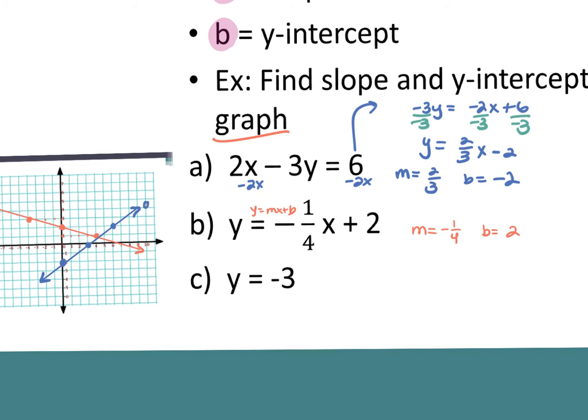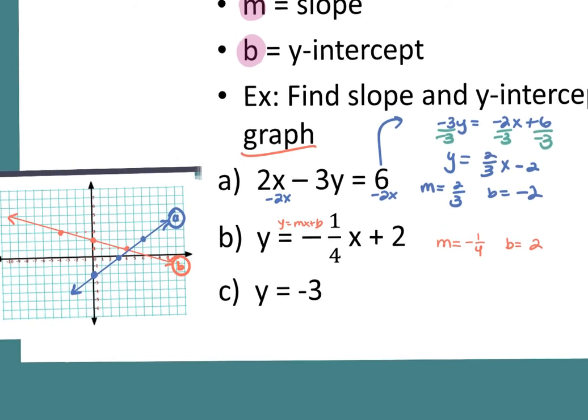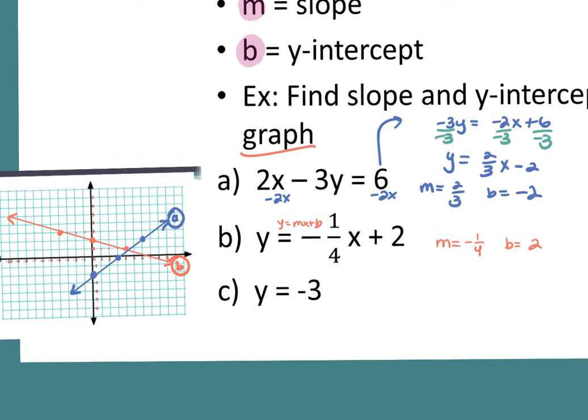And that would be A. So this is B. And then C is y equals -3. There's no x here, right? Which tells me this is what kind of line? Horizontal line. This is a horizontal line, which means my slope is 0.